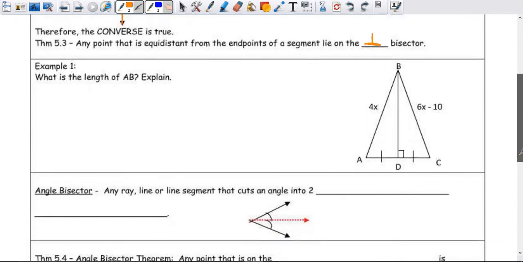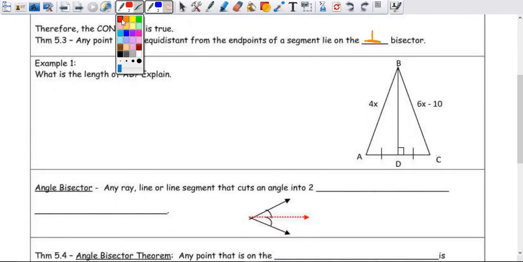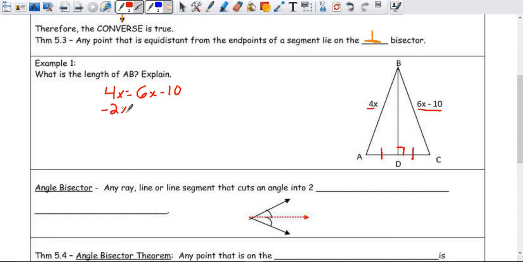For our first example here, what is the length of AB? And they want us to explain. So we know that this side's been cut in half, and we know that we have a perpendicular there. So that means that line is the perpendicular bisector. What that means is it has created an isosceles triangle, which means these two sides have to be congruent to each other, because they're equidistant away. So we know that 4x is equal to 6x minus 10. To start solving, we move the 6x over by subtracting it. We get negative 2x equals negative 10. Lastly, we divide by negative 2, and x equals 5.